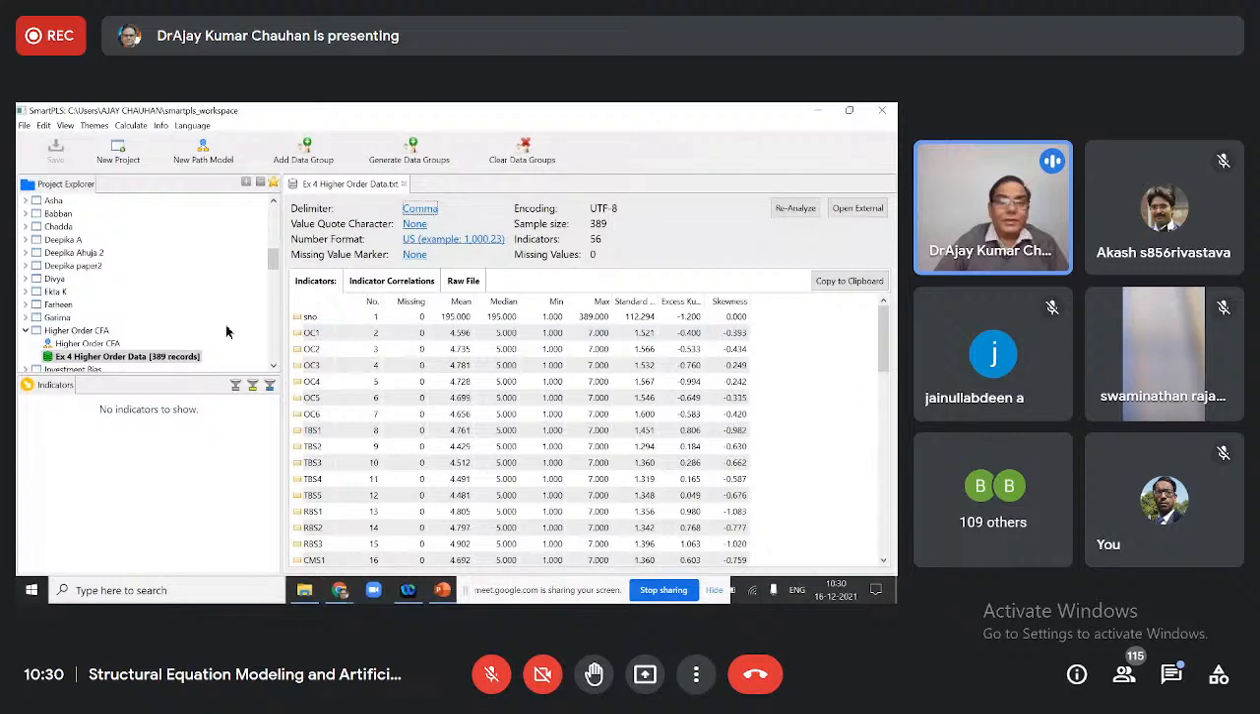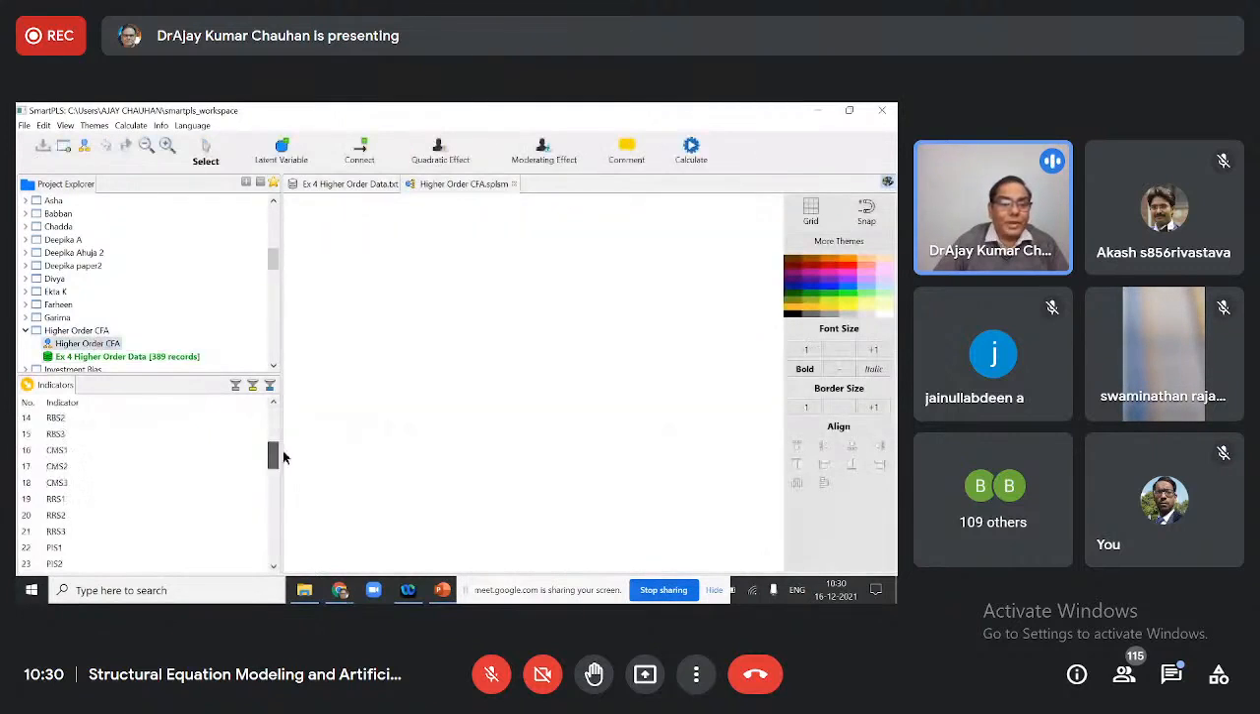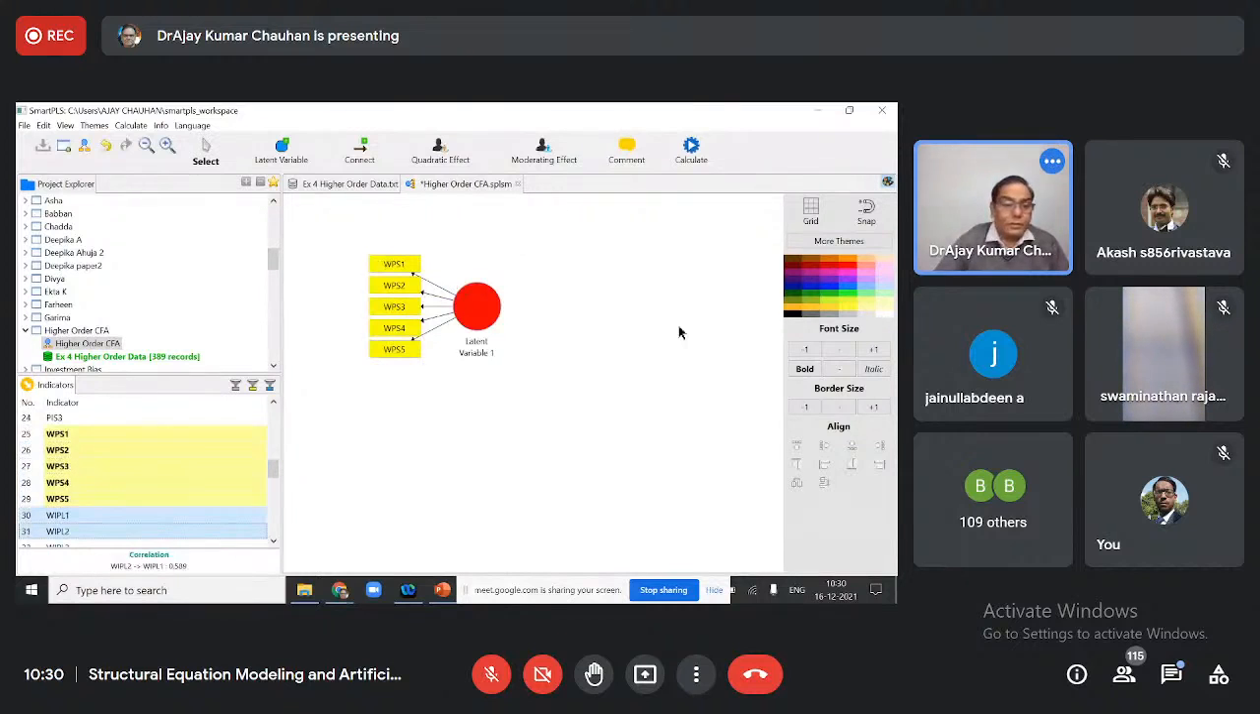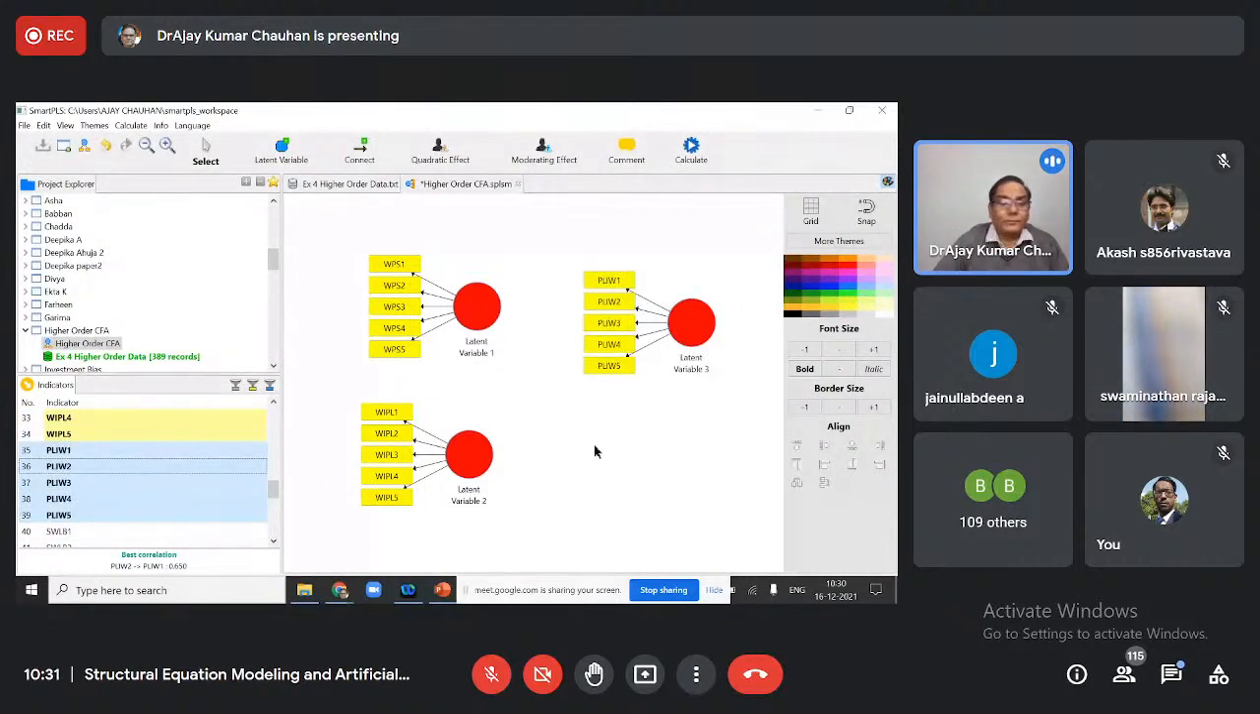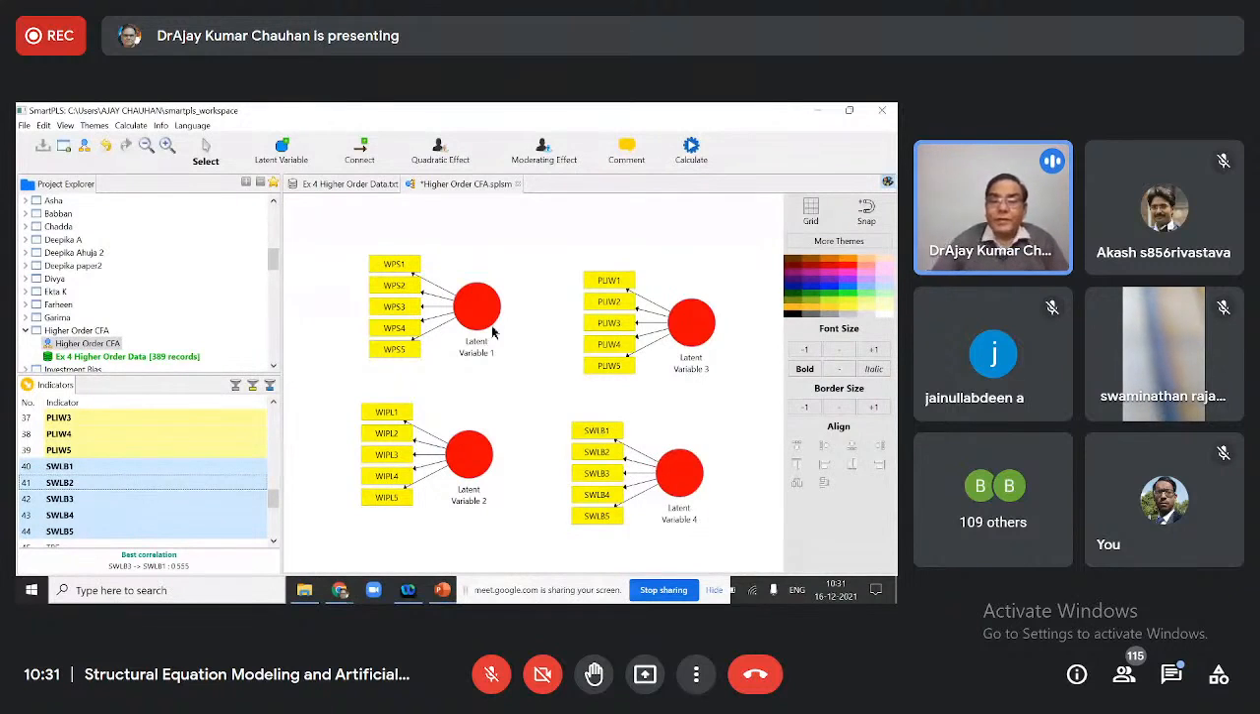Okay, so we have the work-life balance data set in this. So I am taking it. WPS. This is my construct number 1. And this is my construct number 2. This is my construct number 3. And this is my construct number 4. So all the 4 constructs are measuring the work-life balance. So let me make the model in a better way.